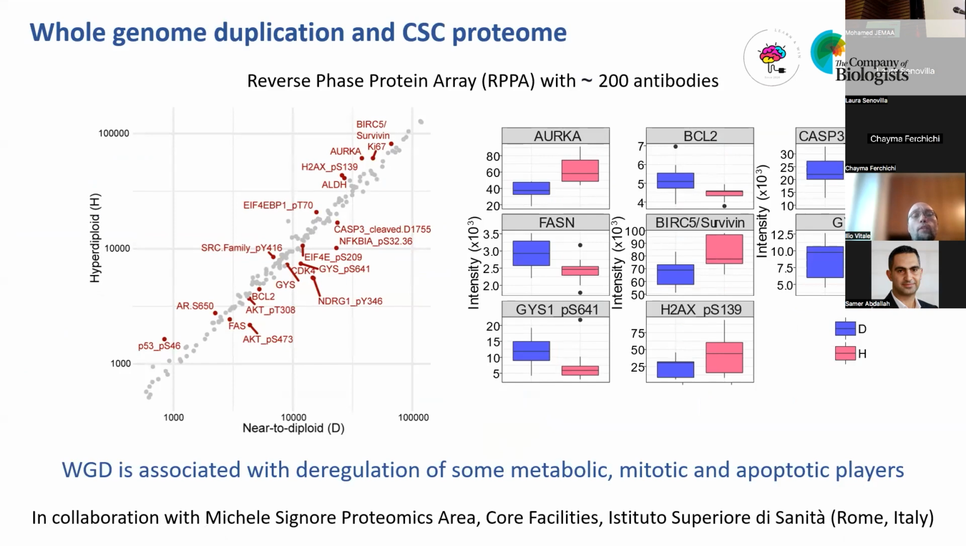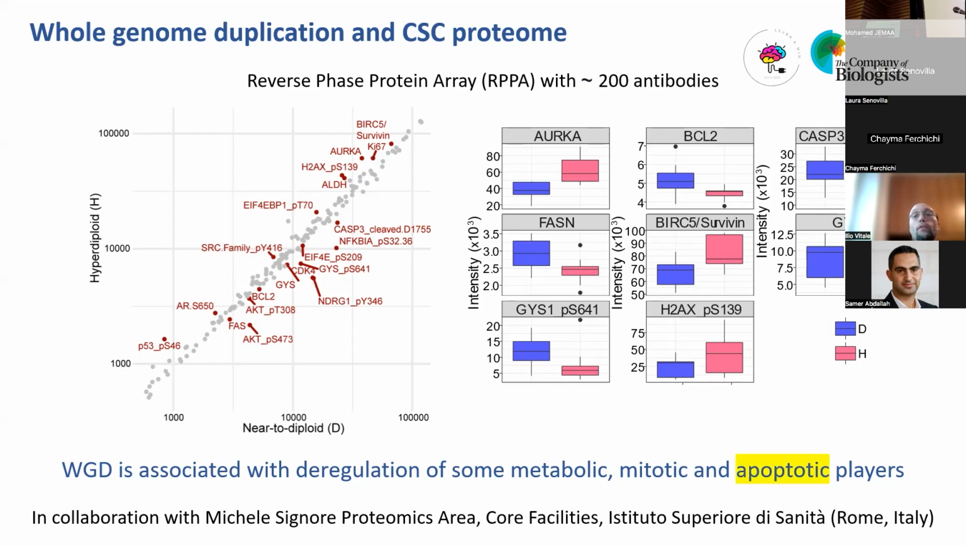Here I show you just the proteome with the reverse phase protein arrays with more than 200 antibodies. We observed that hyperploid clones display deregulation of several proteins compared to the near diploid clone, as shown in this diagonal plot, especially for what concerns mitosis, as expected, cell metabolism, and apoptosis. We focused in particular on apoptosis because we could validate these results. And we have two important results with which I conclude the presentation.